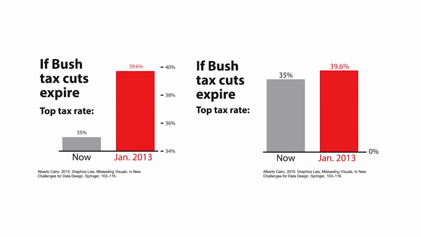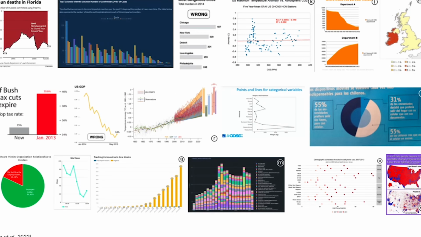But this is not the only way a chart can mislead. Let's take a look at another example here with a truncated y-axis on a bar chart. The y-axis here starts at 34%, making the bars look drastically different. But if we look at the numbers on the bars, 35% versus 39.6%, they're not that different. And starting the y-axis at 0% shows a more accurate representation. And there are many, many more like this.